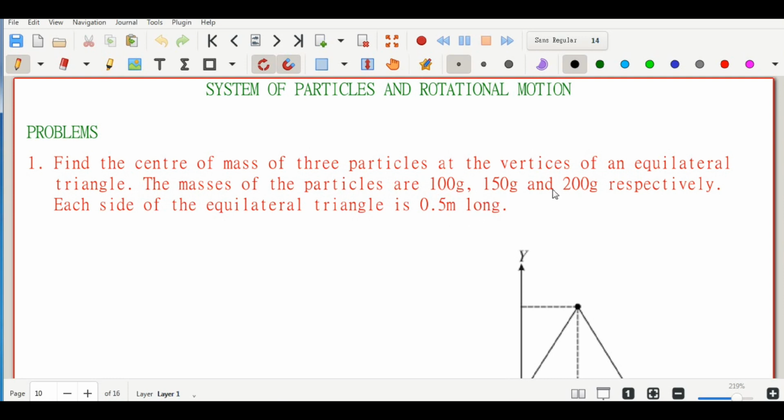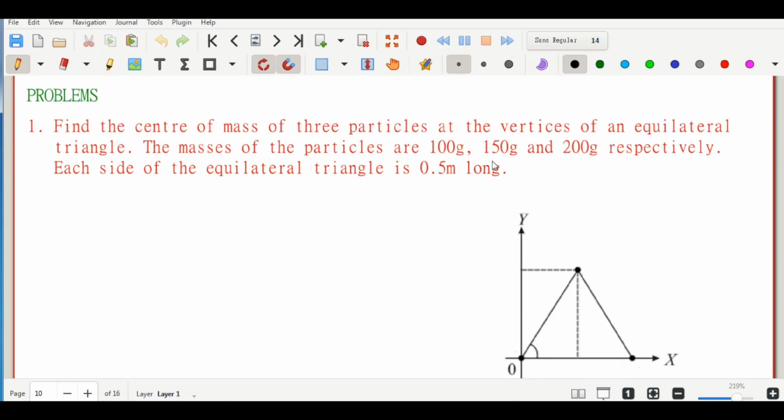So here three masses are given. We have to arrange these masses at the three vertices of an equilateral triangle. The length of each side is 0.5 meter. Now I have to find the center of mass of these three particles with respect to the x-axis and with respect to the y-axis. So first we'll write the given data.